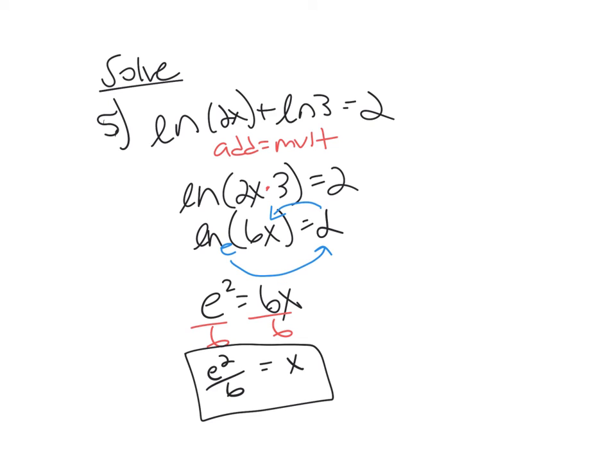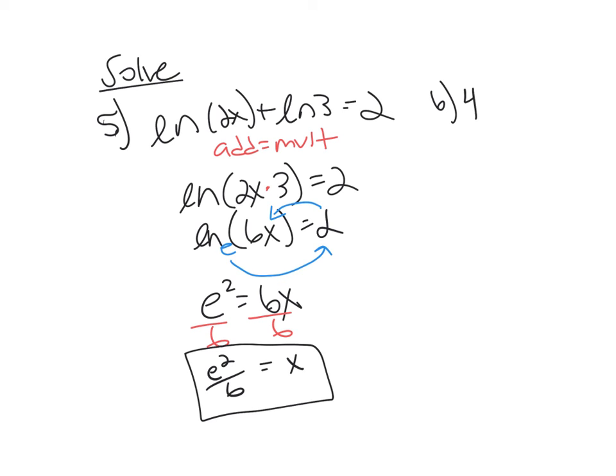Remember, e is a mathematical number about 2.71. You can put it in your calculator to find the estimated answer, but the exact answer would be e squared divided by 6. So same rules apply. Just know that natural log has a base of e if you need to change it to exponential form. So last one, solving.